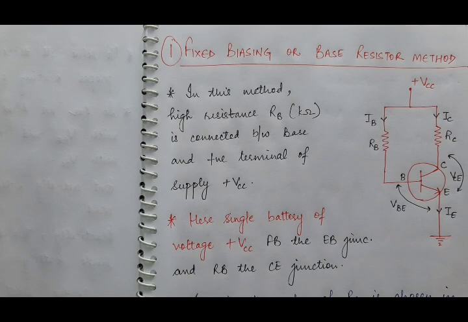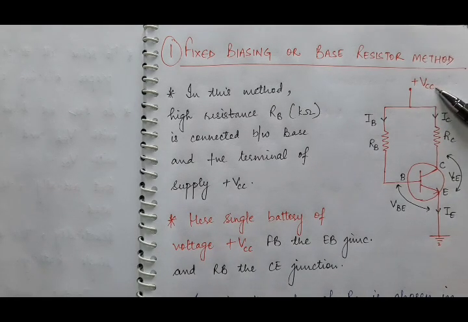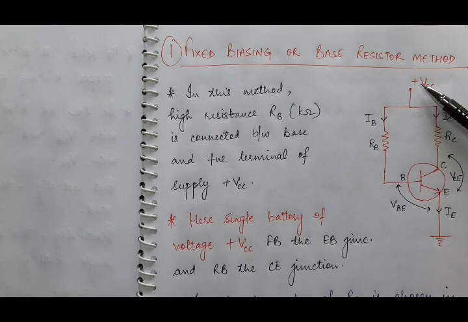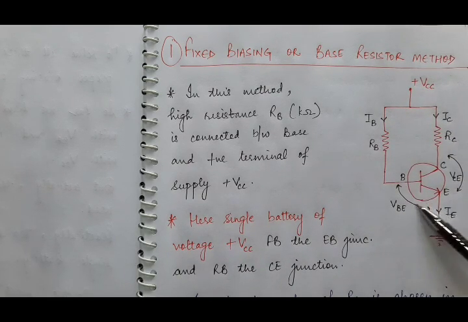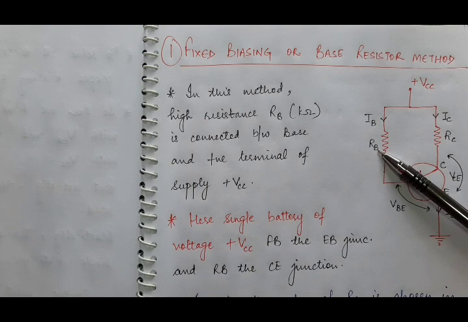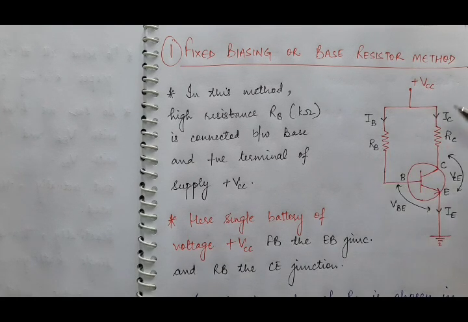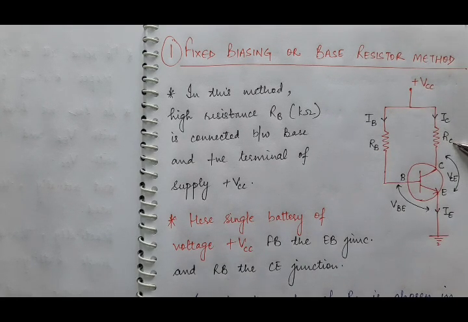In fixed biasing, we use a single battery source for the biasing of the input and output circuit. That single battery source was plus VCC, the voltage supply. This plus VCC forward biases the base emitter junction via the base resistor RB, and through RC, it reverse biases the collector emitter junction.